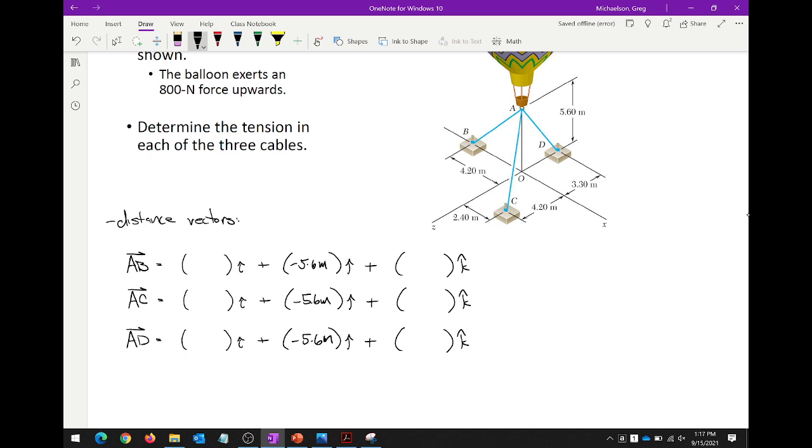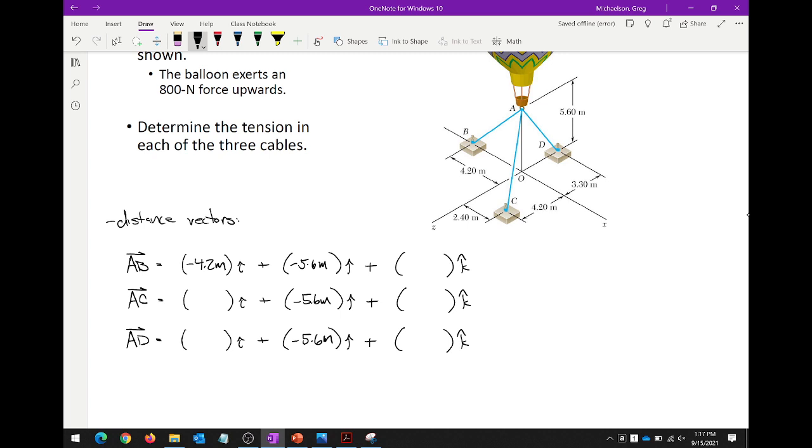Negative 4.2 meters, exactly right. I'm just going to write negative 4.2. I mean, you're right, it's 5.6 or 4.20, but again, I know, I'm lazy. Negative 4.2, negative 5.6. What about this? Anybody know what that is?